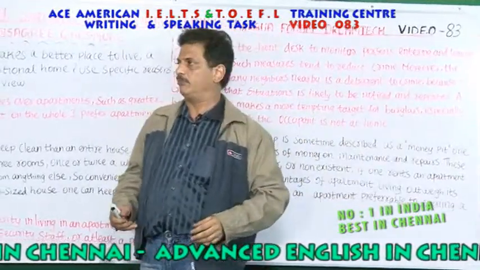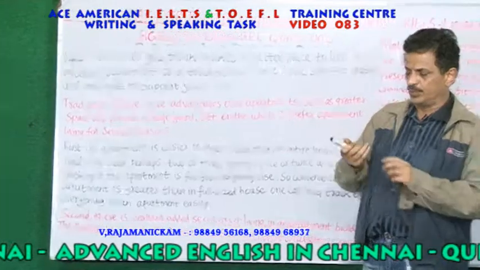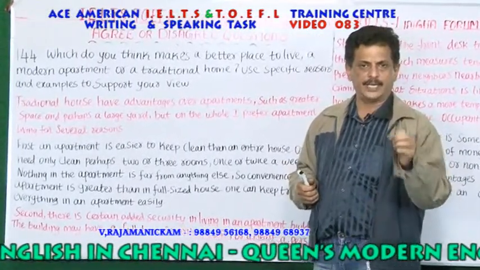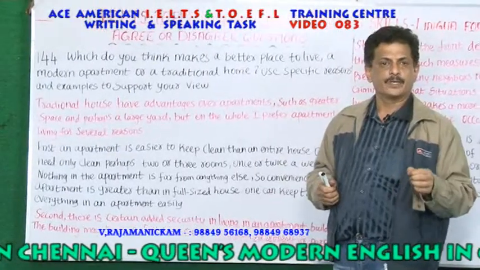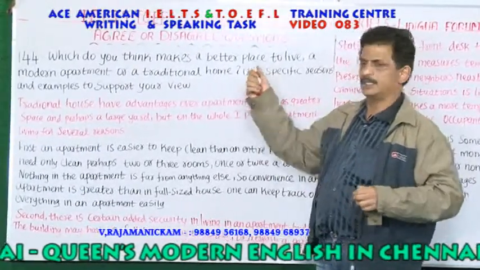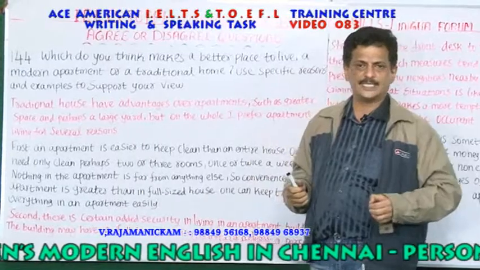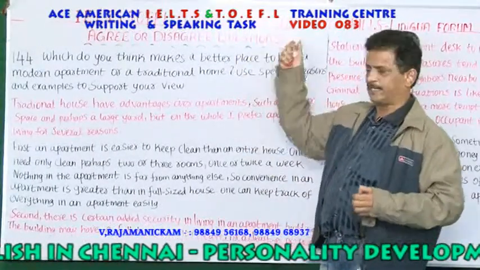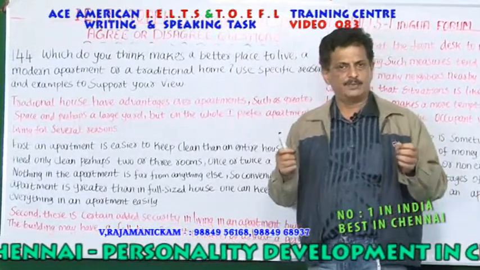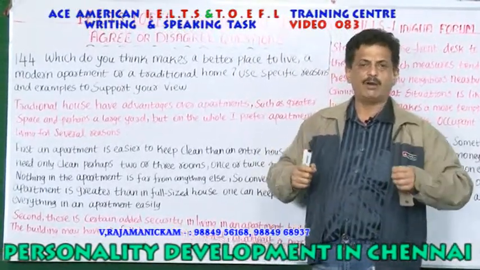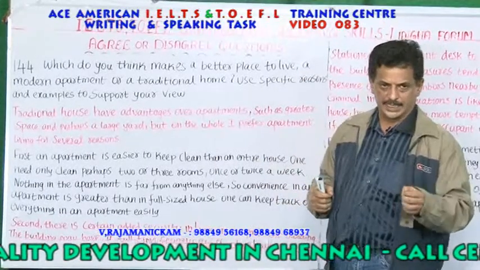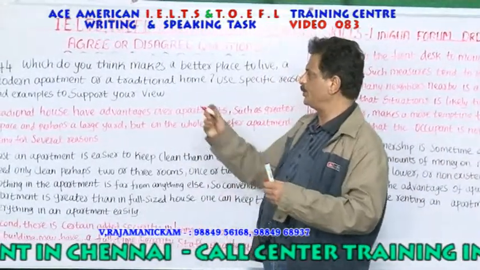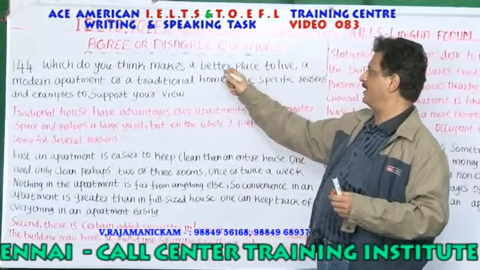Here we have come to video number 83. In IELTS Task 2, you may get a topic to write about for almost 250 words, and you have to speak for almost 2 minutes continuously on one particular topic. Here, agree or disagree questions. A topic may be given and you may have to speak for or against the topic with reasons and with examples. Now here the topic is, which do you think makes a better place to live?